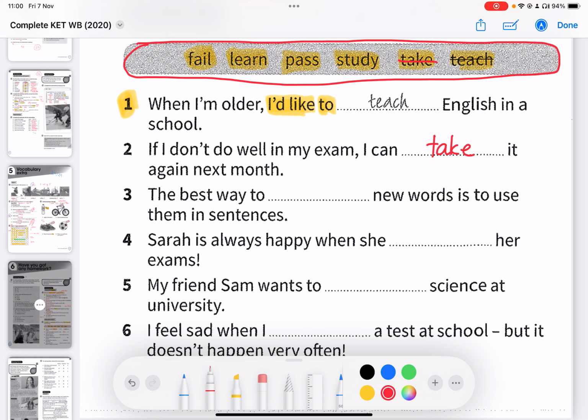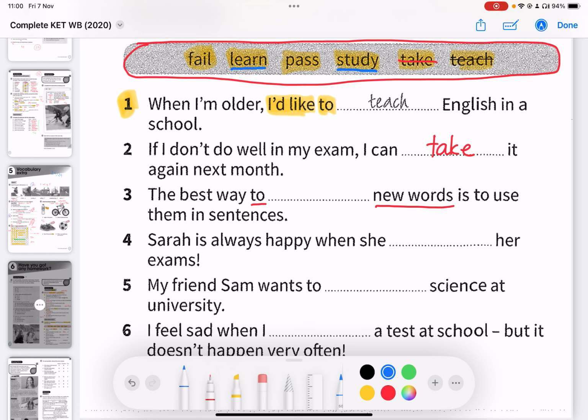Next one, number 3. The best way to blank new words is to use them in sentences. So we've got here the best way, cách tốt nhất để, the best way to blank new words, để những từ mới, is to use them in sentences, là dùng chúng trong câu. And we've got here, what is that? Yes, so it means để học. So we have 2 words here. We've got learn or study.